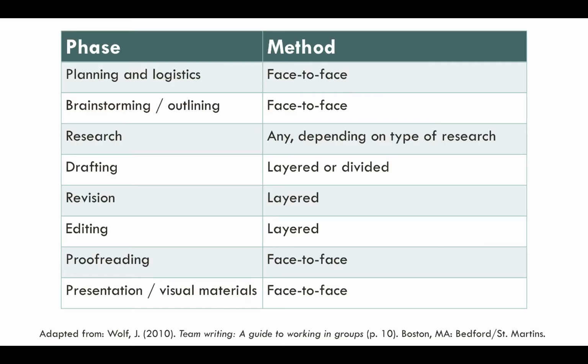In Team Writing, Wolf advocates that certain methods of collaboration are better suited for different phases in the writing process. When it comes to planning deadlines, meetings, and logistics, it makes sense for everyone to be present so decisions can be made quickly. The same is true for brainstorming and outlining a writing project. Working face-to-face allows for group members to quickly share ideas and move forward. If your project requires research, all three approaches could work depending on the kind and scope of research that you have to do. Drafting text is best done separately, via a layered or divided approach.